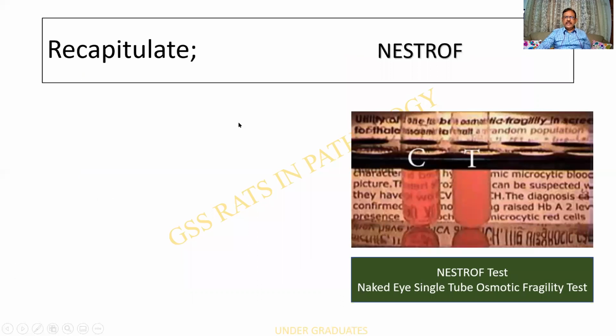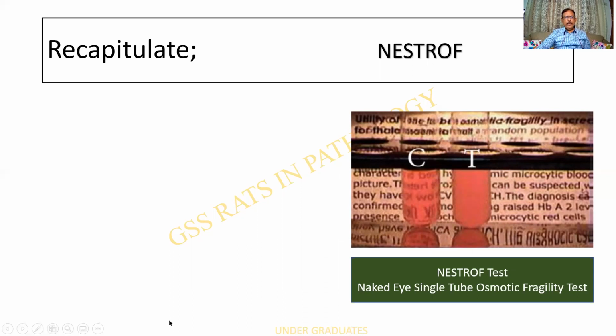There is another test called the Nestrov test. Nestrov is naked eye, single tube, osmotic fragility test. This is a normal control. I'm having a printed material behind. I'm able to read the print because there is no hemolysis or precipitate. Whereas in the test, there is a precipitation. I am not able to see the print. So this is called the Nestrov test.